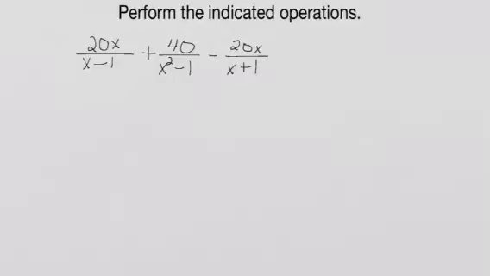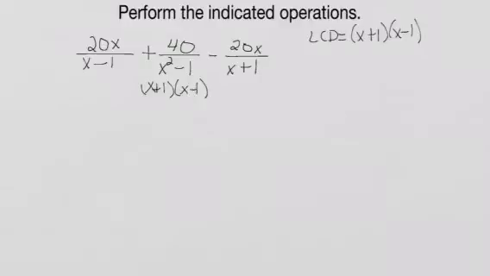Alright, here we have a long one. 20x over x minus 1 plus 40 over x squared minus 1 minus 20x over x plus 1. So if we make sure all the denominators are factored first so that we can find the LCD, we see this 1 in the middle is difference of squares, so that's x plus 1, x minus 1. Alright, so we see that my LCD is exactly x plus 1, x minus 1.